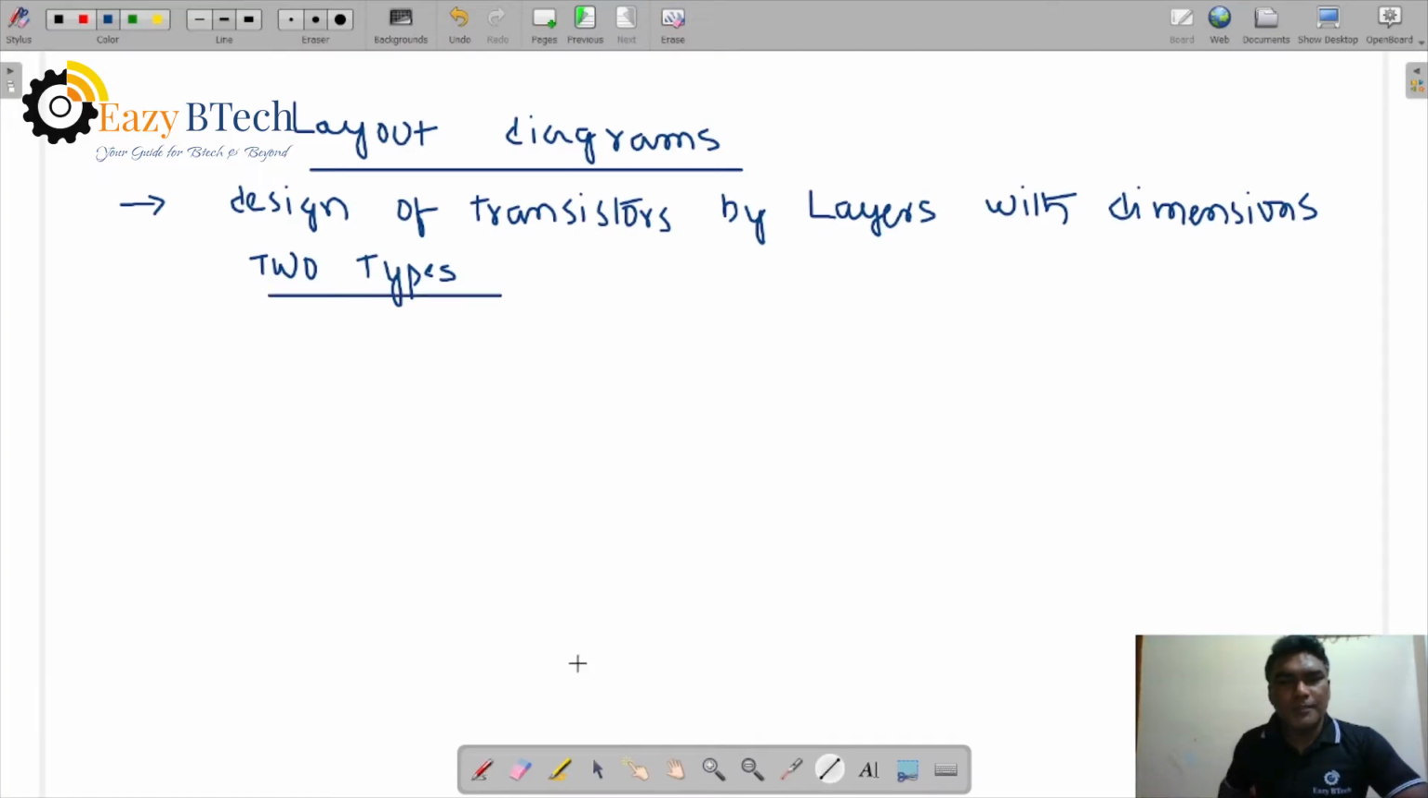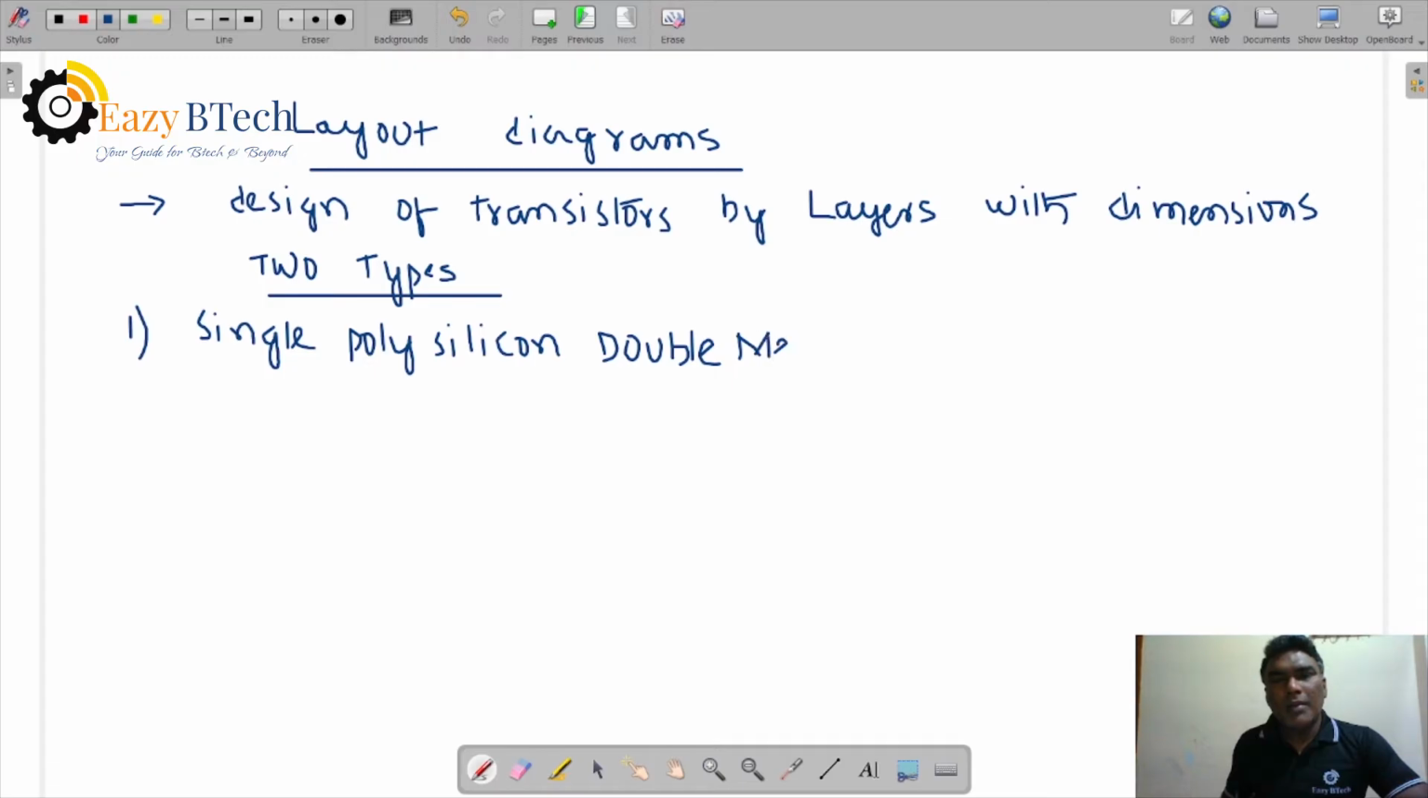The first one is single polysilicon double metal. Only a single polysilicon is used with two metals, metal 1 and metal 2, double metal, right?